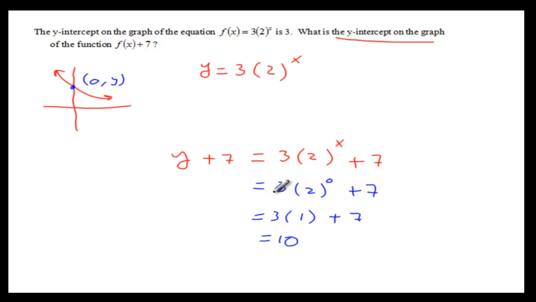Therefore, the y-intercept of the function f of x plus 7 equals 10. The answer is 10.